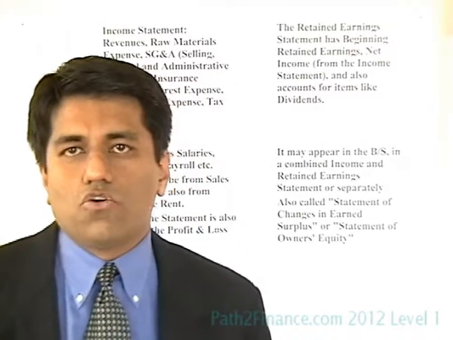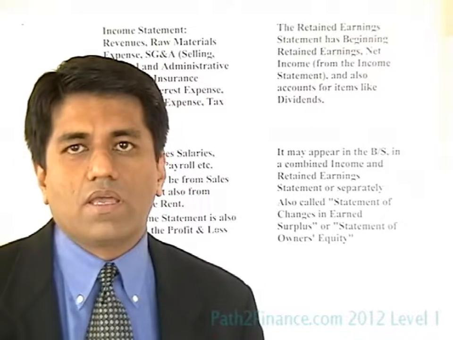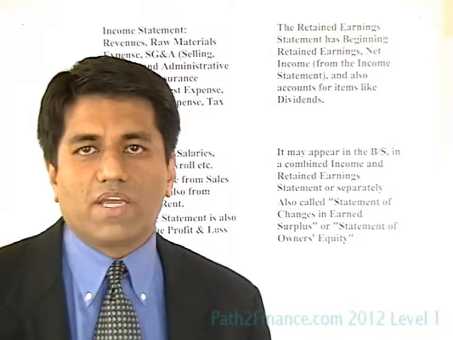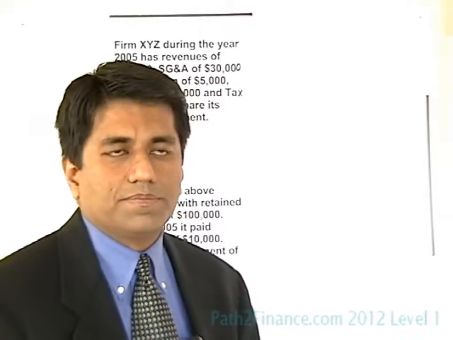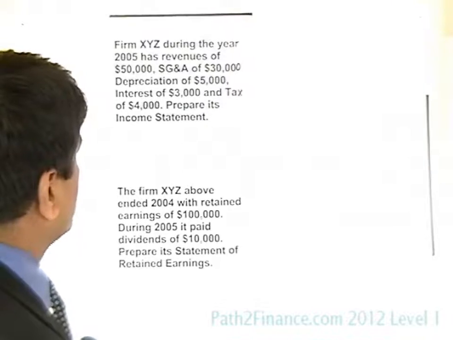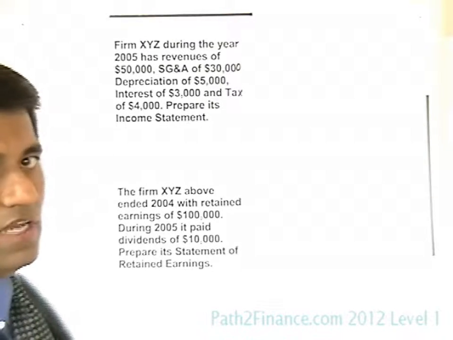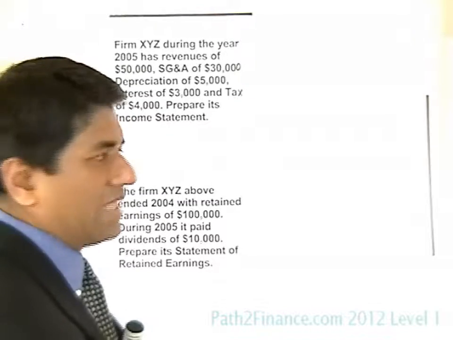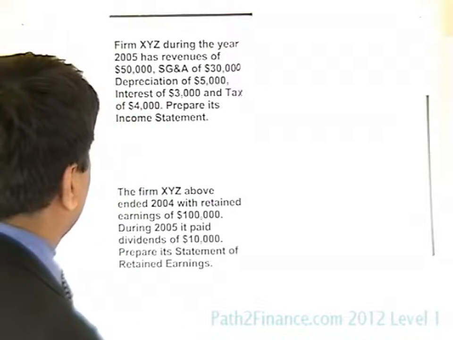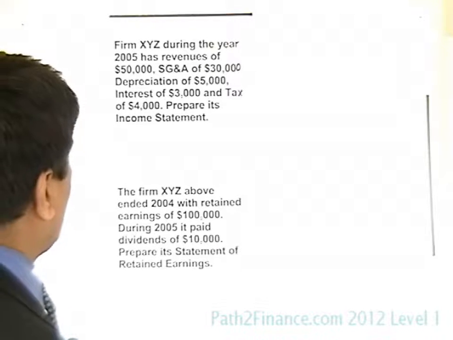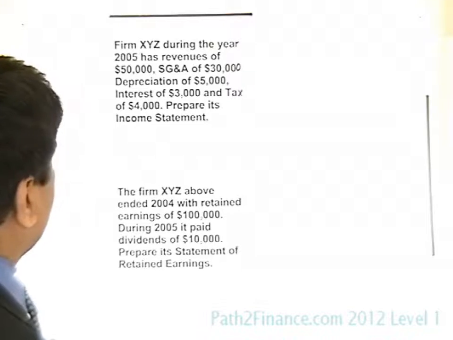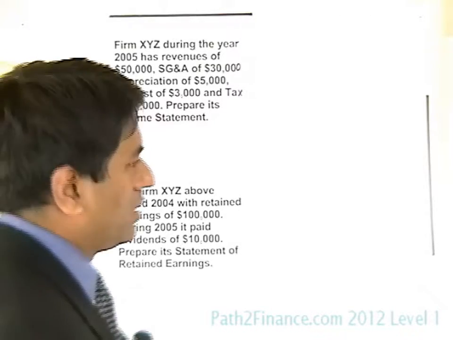So now we are ready to do a few questions, and we shall begin with questions on the income statement. Here we have a firm which has revenues of 50,000 during the year 2005. It has SG&A of 30,000, and depreciation of 50,000, interest of 3,000, and tax of 4,000. So we are first going to prepare the income statement.